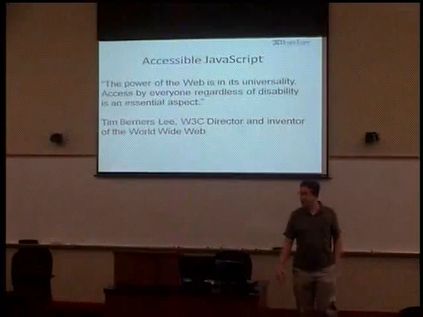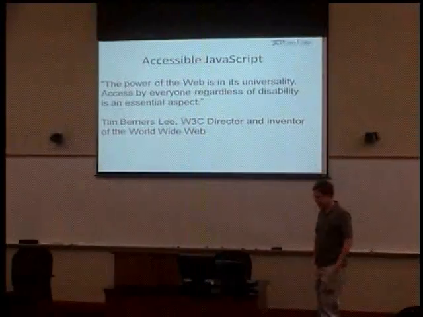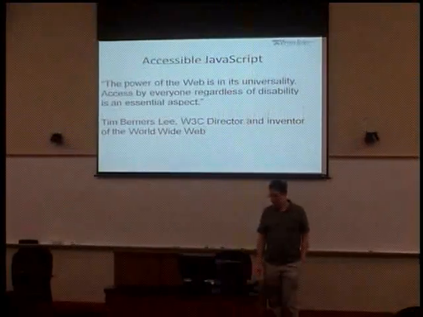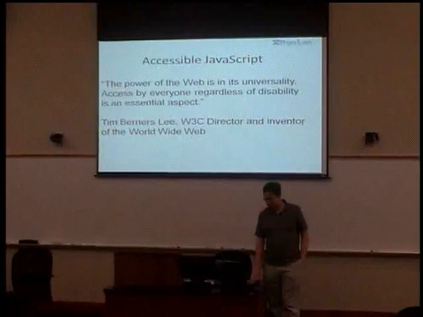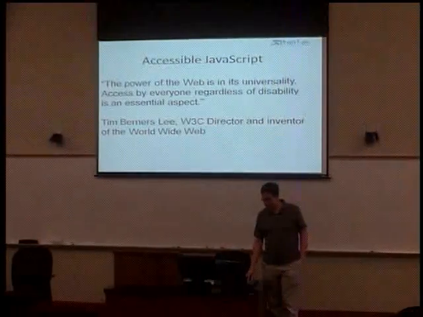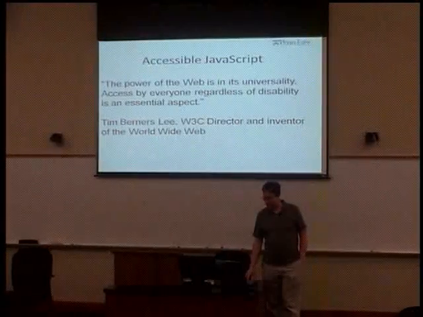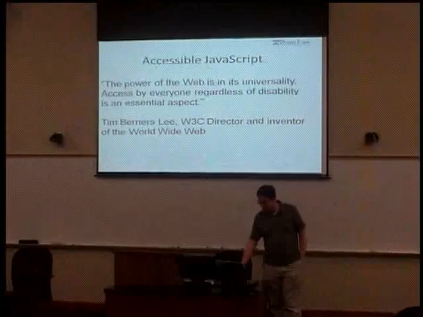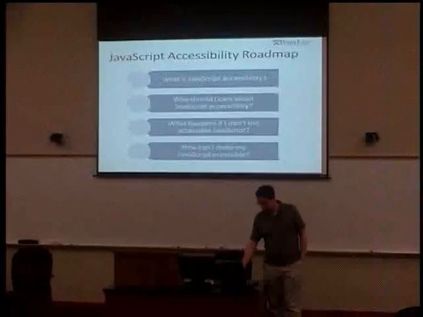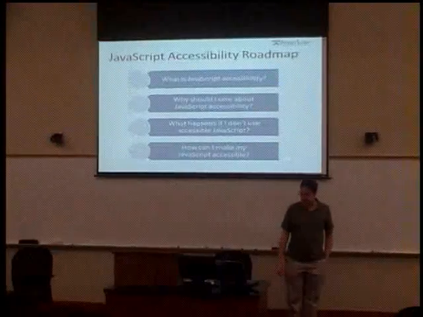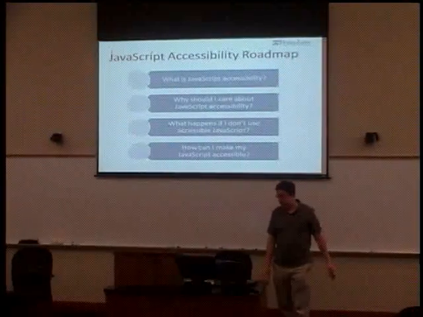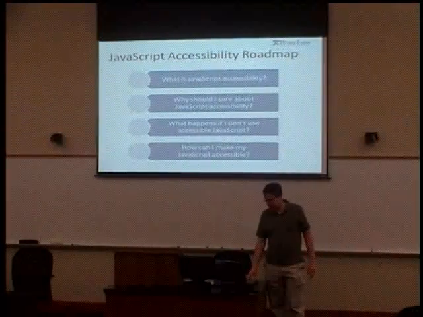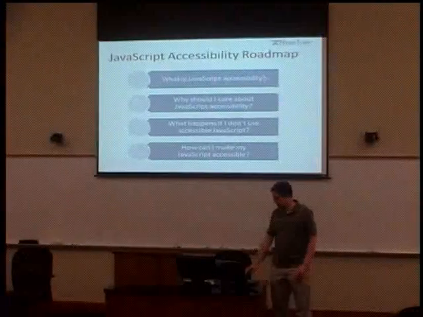So accessible JavaScript, this is a quote from Tim Berners-Lee, who you probably know is the W3C director and the inventor of the World Wide Web. He said, "The power of the web is in its universality. Access by everyone, regardless of disability, is an essential aspect." So that just speaks to the idea of making the web accessible to everyone. So today we're going to talk about what is JavaScript accessibility, why should I care about JavaScript accessibility, what happens if I don't use accessible JavaScript, and how can I make my JavaScript accessible.